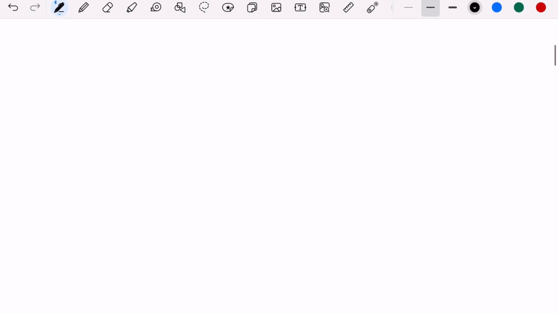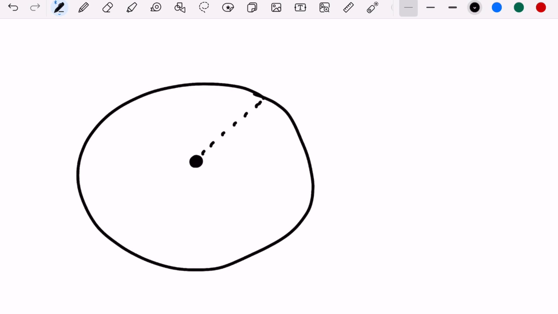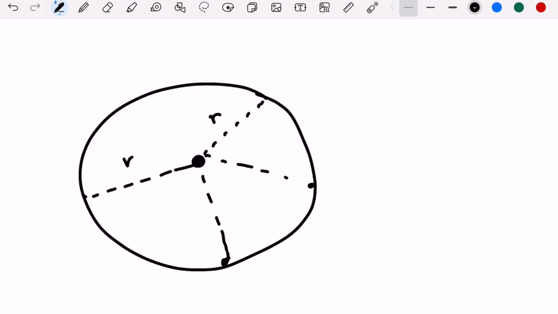What is the definition of a circle? Let us make a little parenthesis to talk about circles. The definition of a circle is the set of all points that are equidistant from a point called the center. So a circle is the set of all points that are at the same distance from a fixed point.